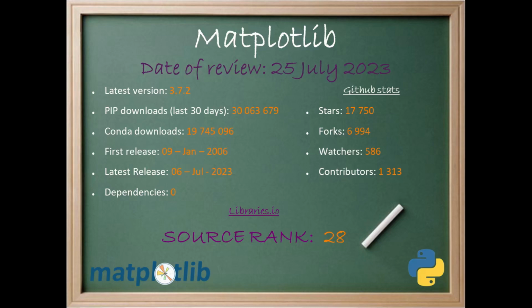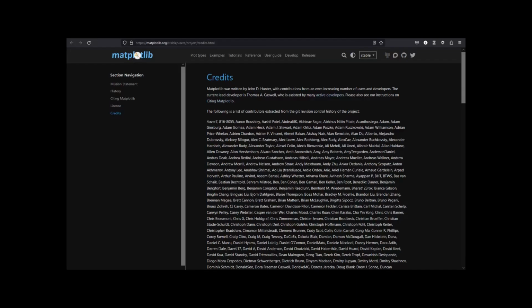In fact, this is a library that is used by many other libraries, and in GitHub this project has over 17,000 stars, almost 7,000 forks, 586 watchers, more than 1,000 contributors, and it has a source rank of 28 in libraries.io. So let's now talk about the people behind this project.